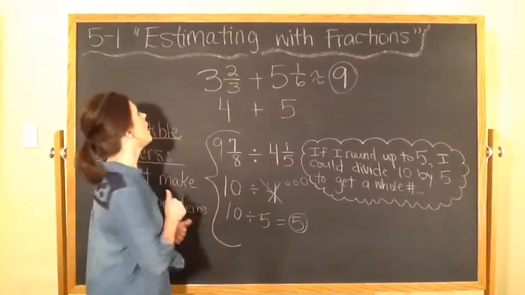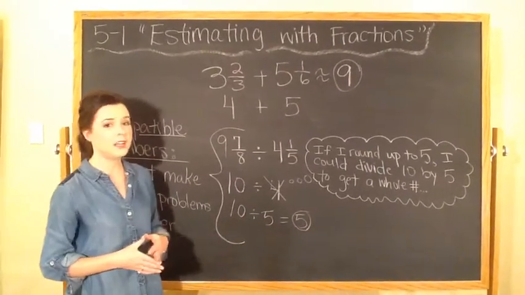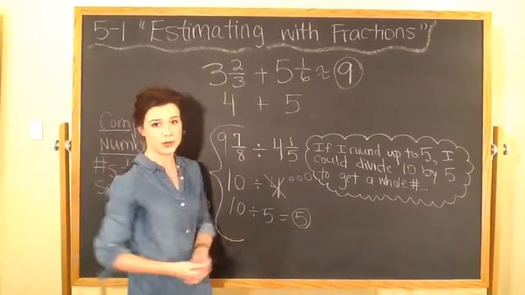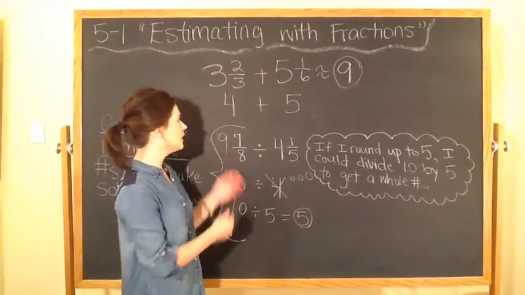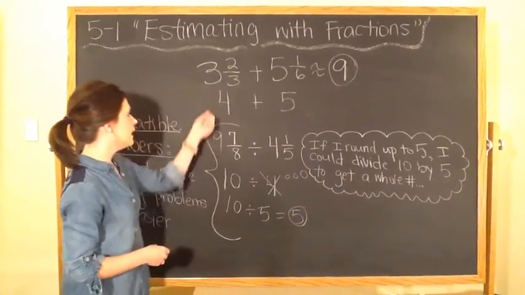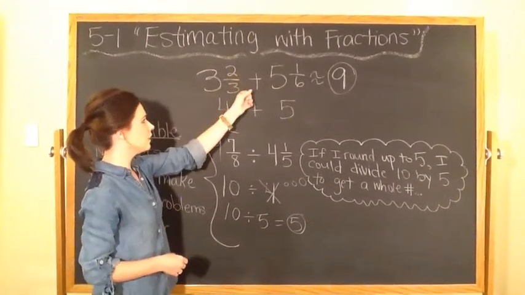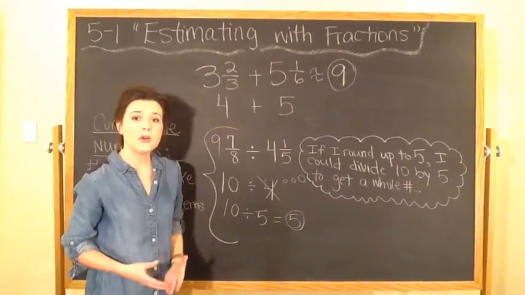So here we go. Alright, so the first example that I want to show you is that we're going to be adding these two mixed numbers. We're basically going to find a little shortcut because we understand what's going on and we're going to make it easier for ourselves. In this case we have 3 2/3 and 5 1/6. So how are we going to round?